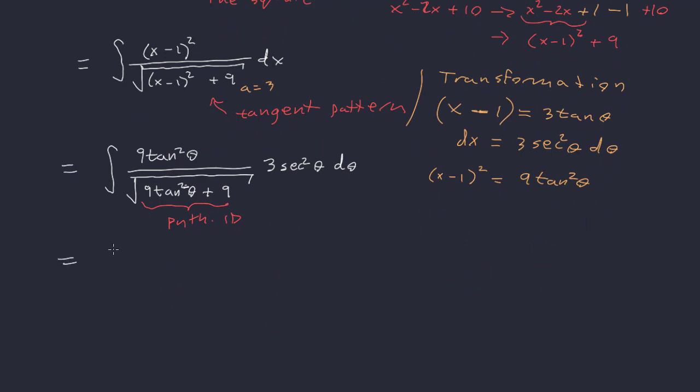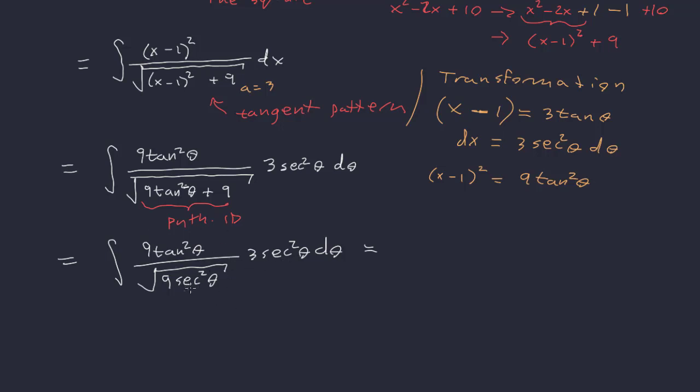And again, you do this enough times, you know that what we get to is the square root of 9 secant squared theta, and then 3 secant squared theta d theta. So you'll notice that I'm not bringing these together yet. I'm just going to wait until the very end because things will probably cancel.